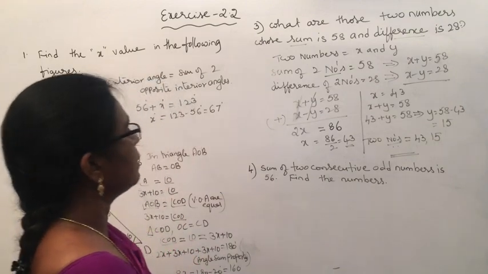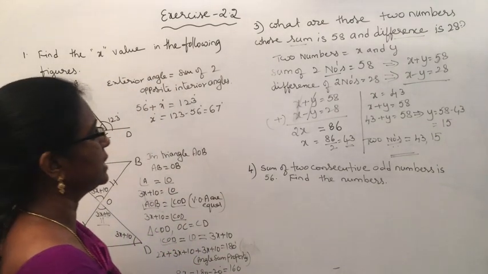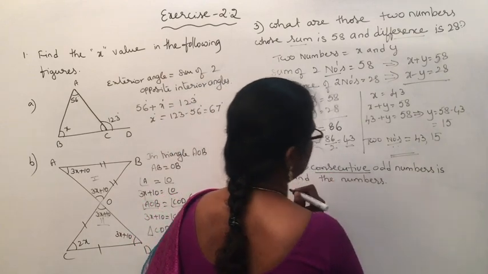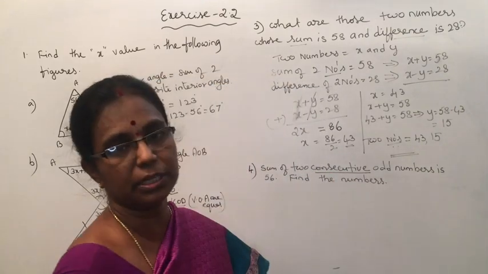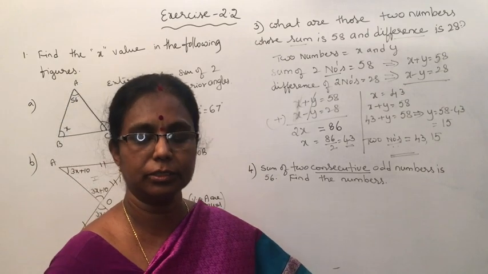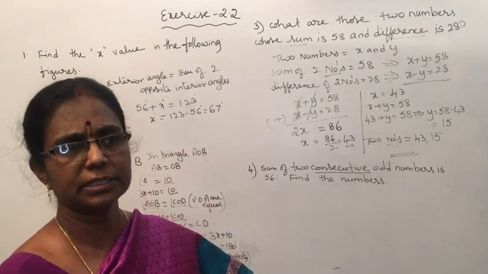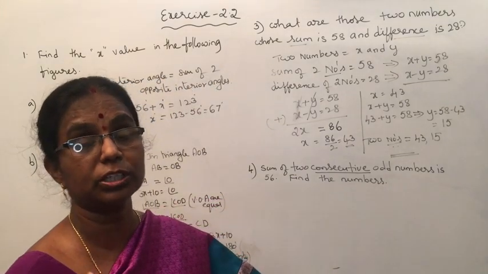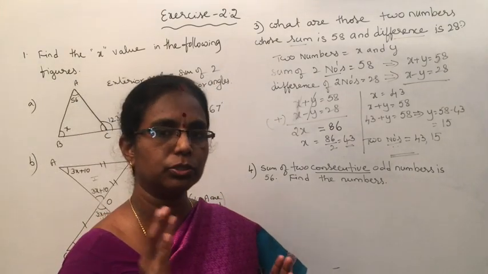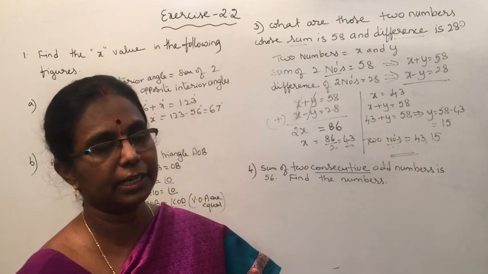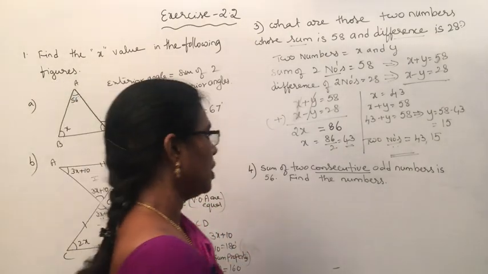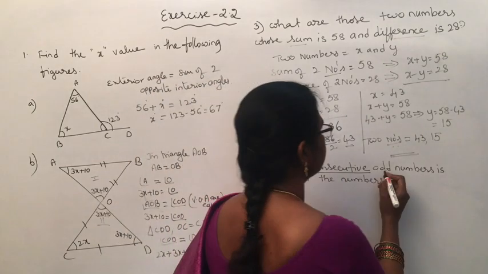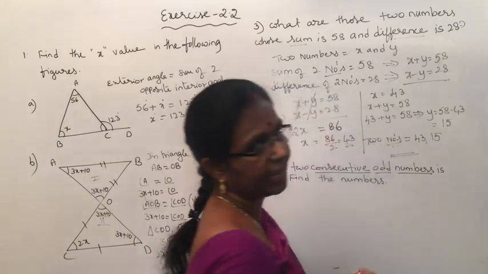Next, the sum of two consecutive odd numbers is 56. Find the numbers. What is the meaning of consecutive? Consecutive means continuation numbers. Suppose 20, 21, 22. We can start with any number, but we have to write continuation numbers. Those are called consecutive. Suppose 1, 2, 3, or 100, 101, 102, 103. Now next, odd numbers, consecutive odd numbers. What are odd numbers? 1, 3, 5, 7.